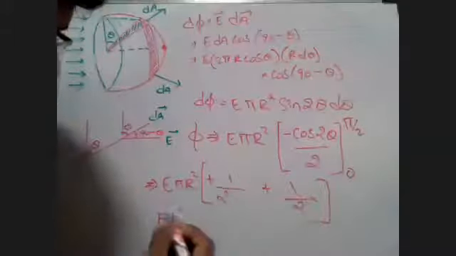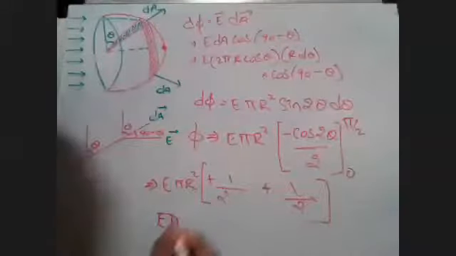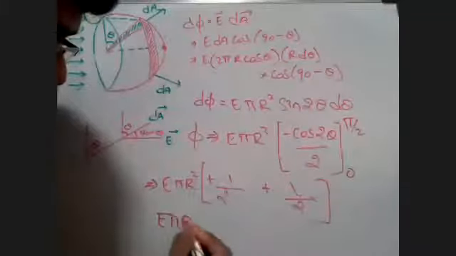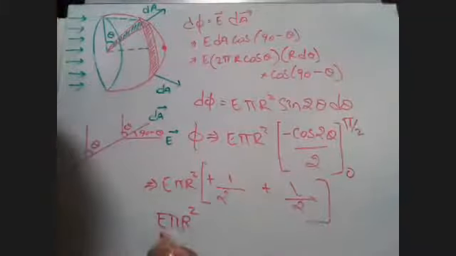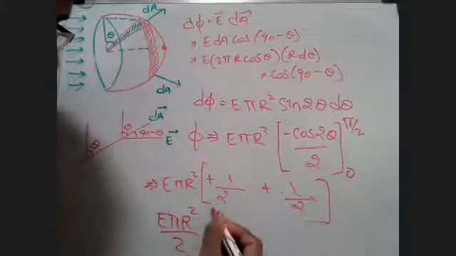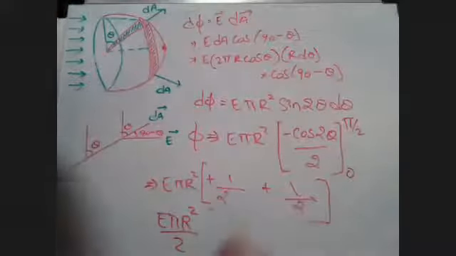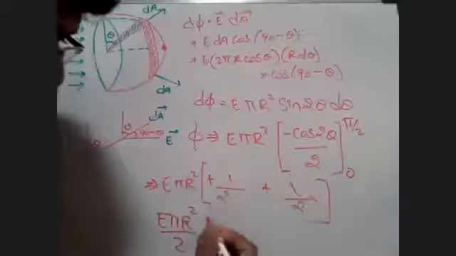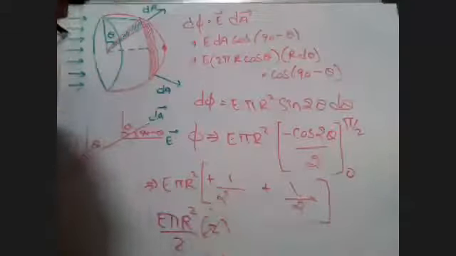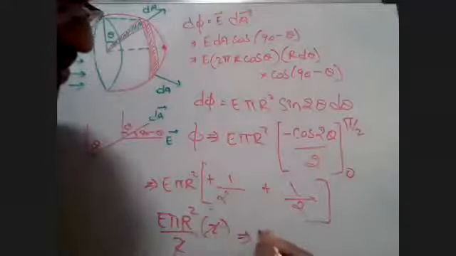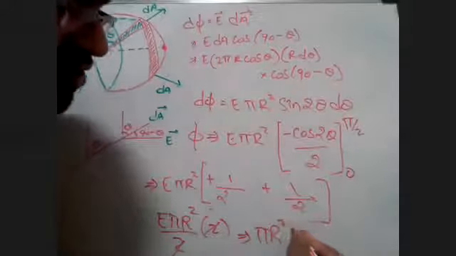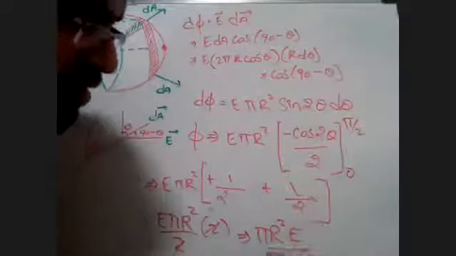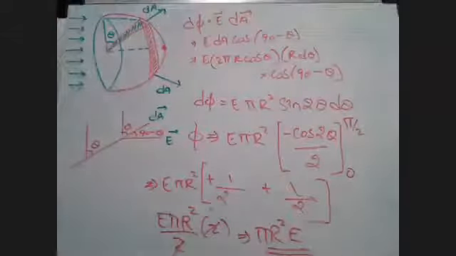So what I see, guys, there is some important conclusion here. We're coming to a very important conclusion. E pi r square by 2, into 2 by 2, so it will become 1. Understood? So it will become pi r square E. Now you all can see one important result over here.